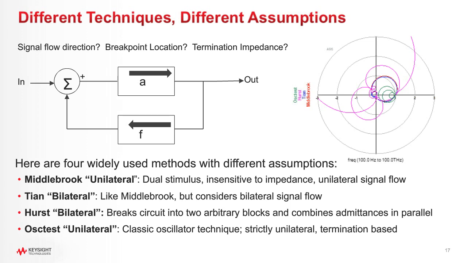Also, wherever you break the loop, you've got to terminate it with something. And that can mean that, based on where you break it, you can have different sensitivities. So Middlebrook is pretty good because it's insensitive to impedance. In the early 2000s, Michael Tian created a bilateral version that considers signal flow in both directions. There's also a loop gain by Hurst that I cover in the videos, and one called OSTest, which is a classic oscillator technique.